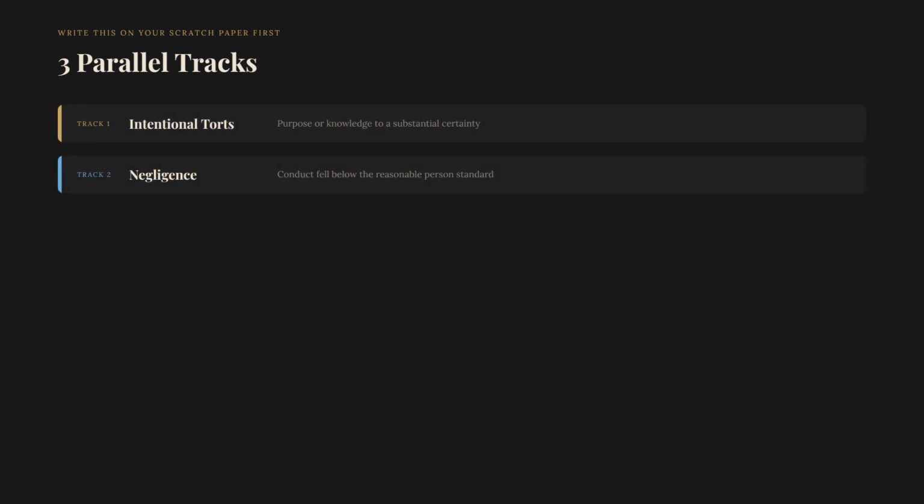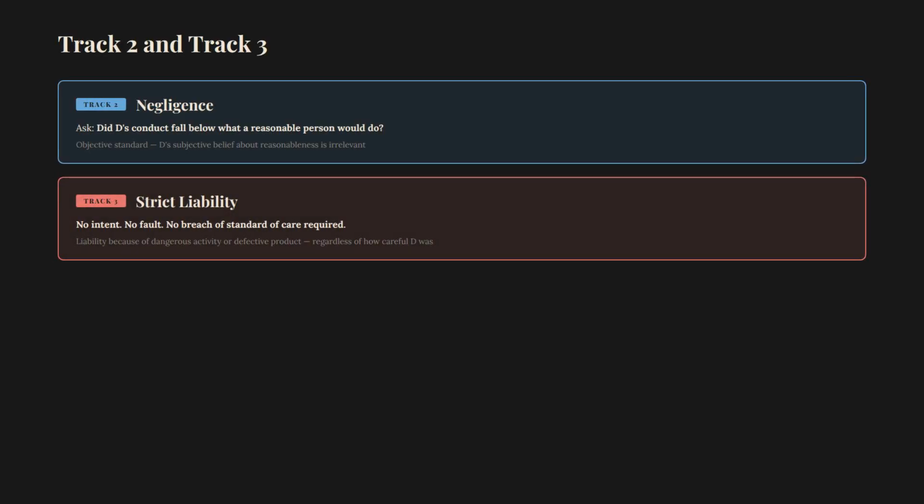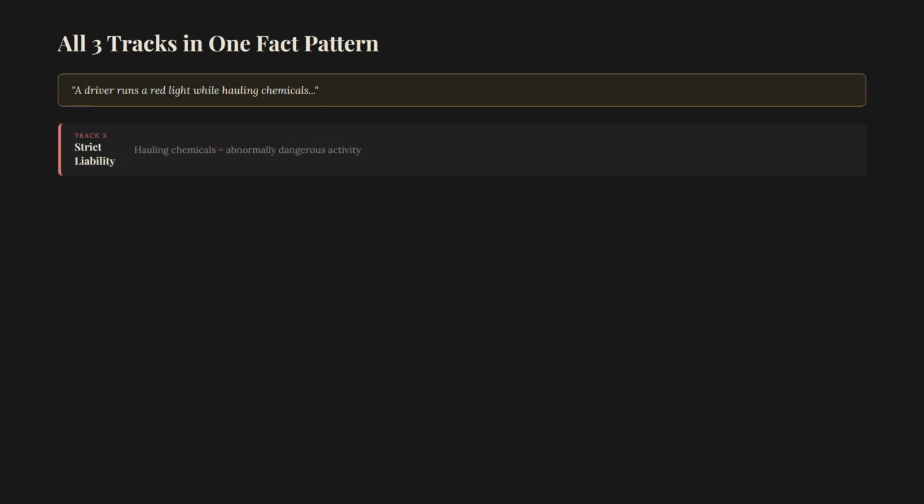Draw this on your scratch paper at the start of every torts essay. Torts liability runs on 3 parallel tracks. Intentional torts require purpose or knowledge to a substantial certainty that the tortious result would follow. For negligence, ask whether the defendant's conduct fell below the standard of a reasonable person. Strict liability attaches based on the dangerous activity or defective product alone, which makes the defendant's intent and level of care beside the point.